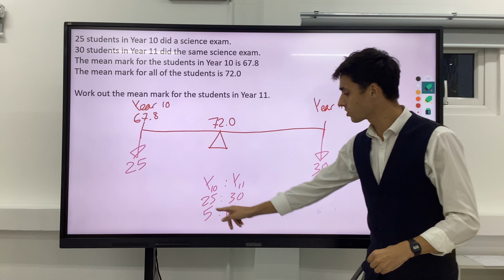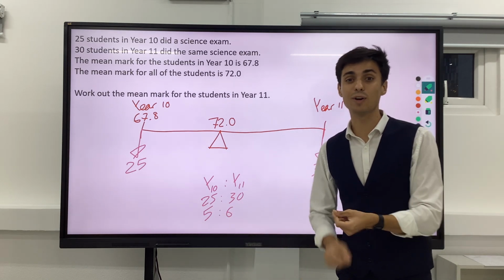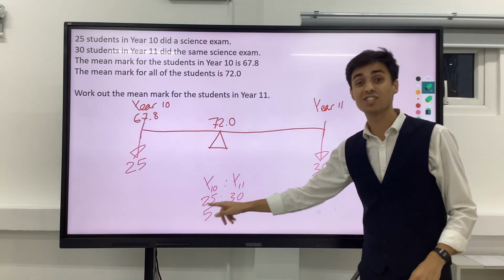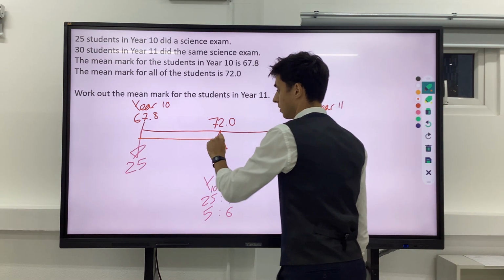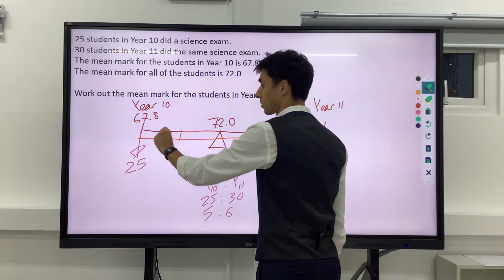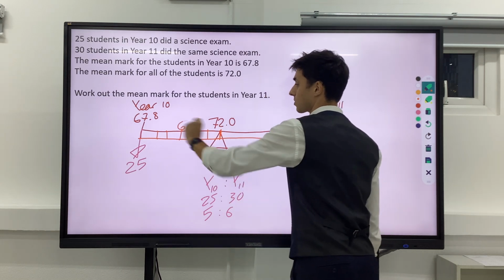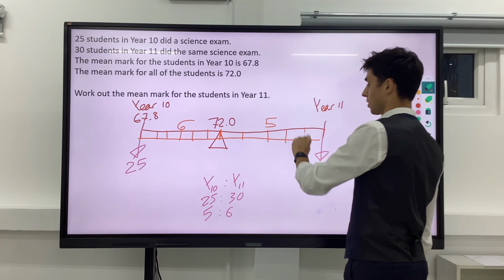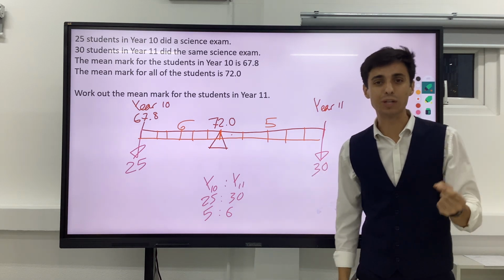Because the forces are in the ratio of 5 to 6, the distances must be in the inverse ratio. So the distances must be in the ratio of 6 to 5. Let's mark these on our seesaw diagram. So 6 to 5 is going to look 1, 2, 3, 4, 5, 6 over here. So this was 6 parts. On this side, there's 5. So 1, 2, 3, 4, 5. You have to imagine all of these bars are of equal size.